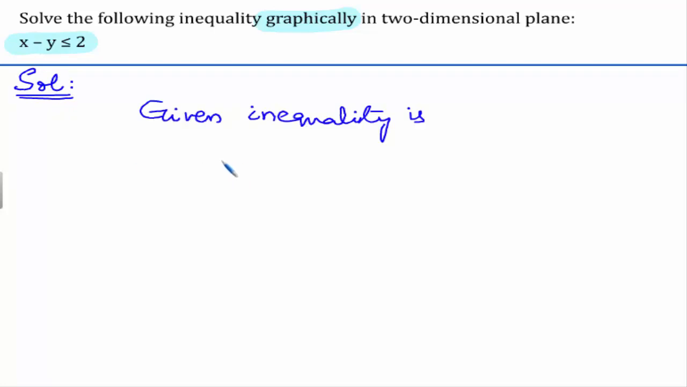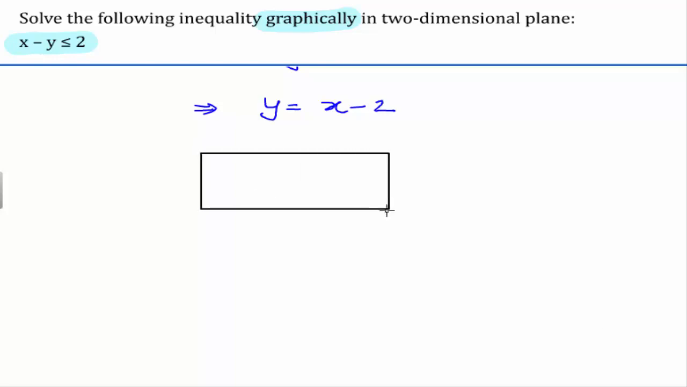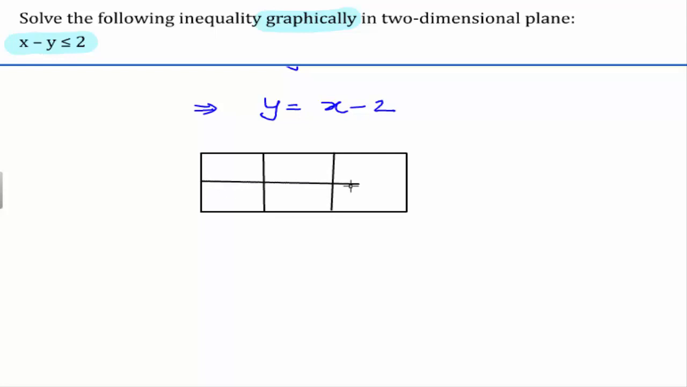So the given inequality is x minus y less than or equal to 2. Now we need to draw the graph of x minus y is equal to 2. So this will be y is equal to x minus 2. Now let us draw the table for this. To select the points, we select the values for x and we get the values for y.